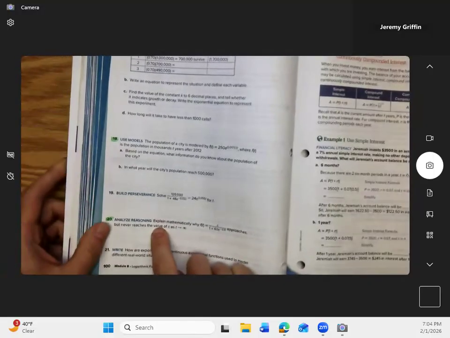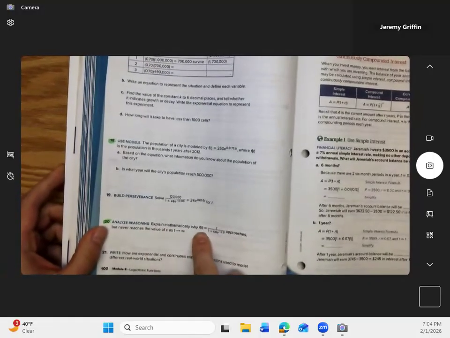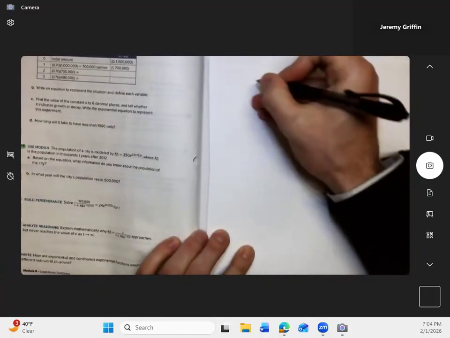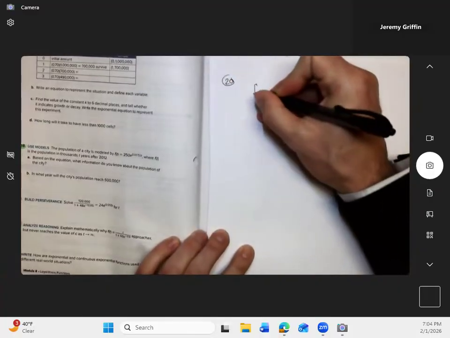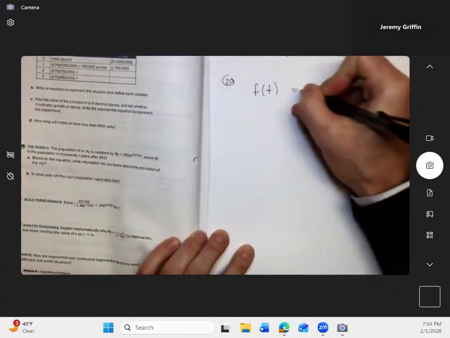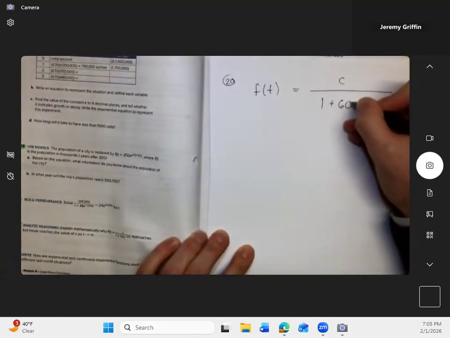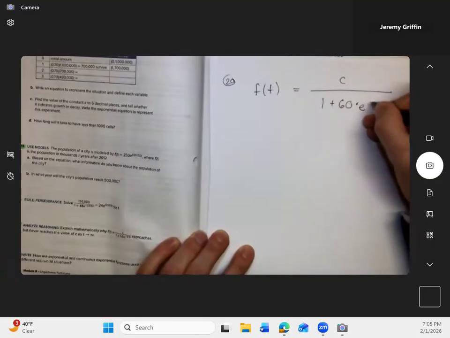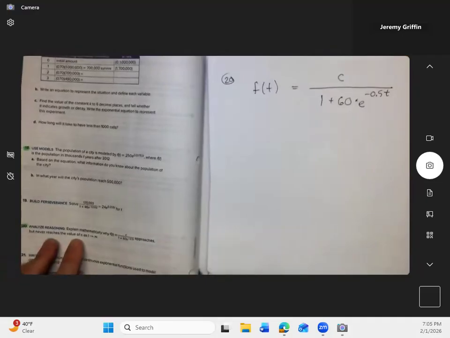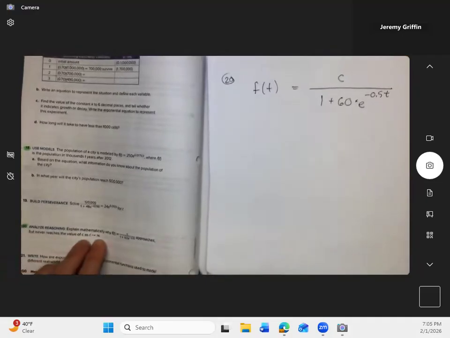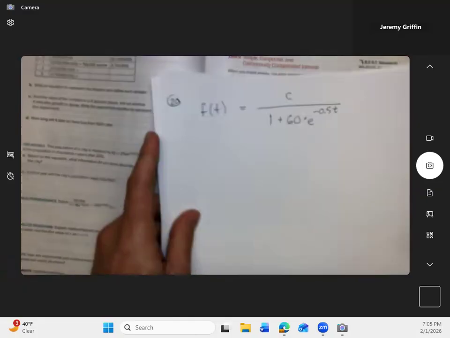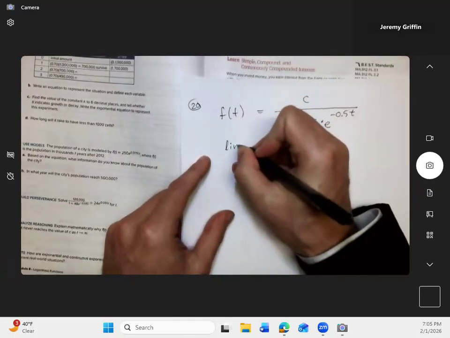Analyze reasoning. Explain mathematically why... Let me write down this function here. So this is number 20. We got f of t equals c over 1 plus 60 times e to the negative 0.5t. It approaches but never reaches the value of c as t approaches infinity. So we're talking about limits here. I'm going to write that word, limits.